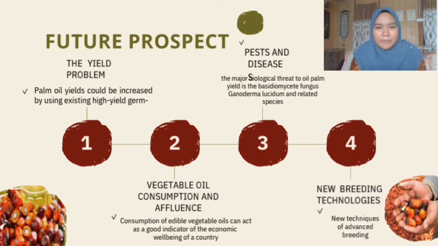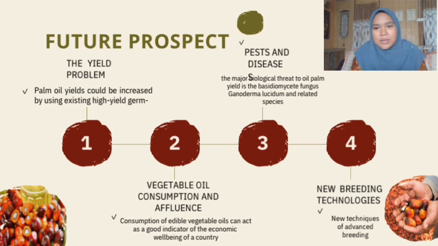Prospects of the oil palm. The first one is the yield problem. Palm oil yields could be increased by using existing high yield germplasm. Second, vegetable oil consumption and affluence, where consumption of edible vegetable oils can act as a good indicator of the economic well-being of a country.